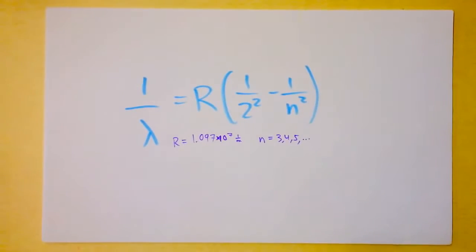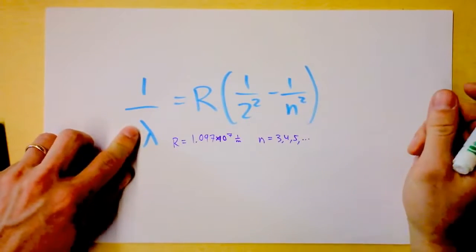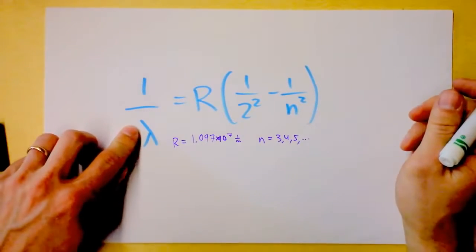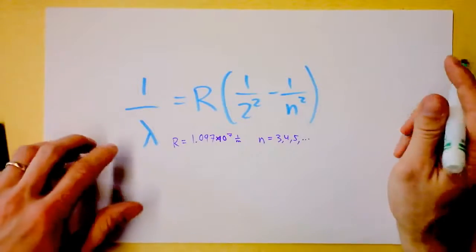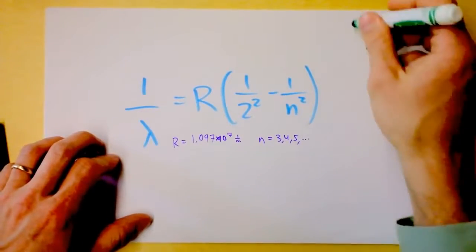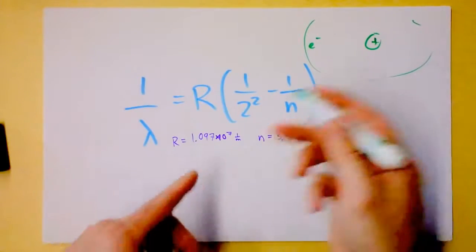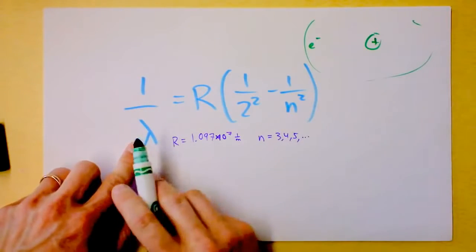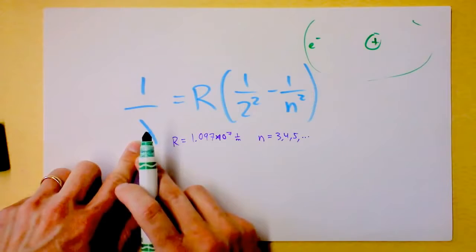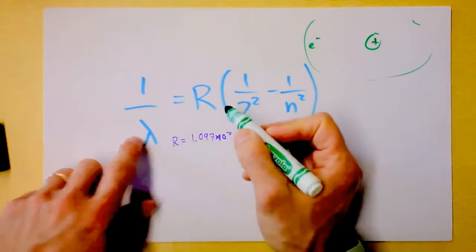In 1885, Johann Jacob Balmer comes up with this heuristic relationship between the wavelength of a line of hydrogen emission. Hydrogen's a very simple atom, right? It's got one of these and one of these things somewhere out here. And he comes up with this relationship between the wavelength of the line of light that's coming out of the hydrogen spectrum and some constant.